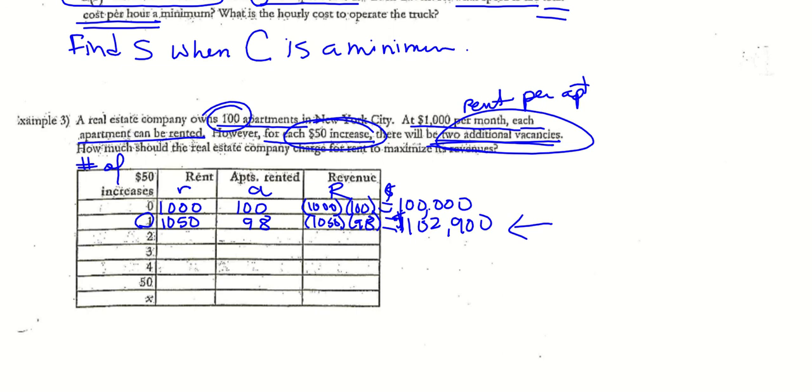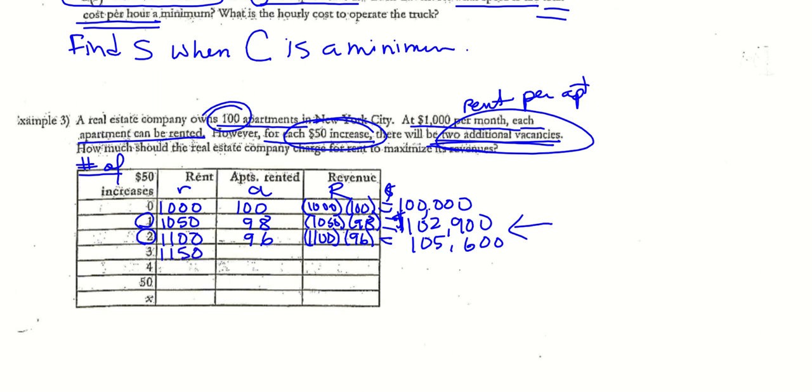Now, if we raise the rent twice, so 2 is the number of $50 increases, then our rent is now, what, $1,100. So 1,000 plus 50 plus another 50. And the number of apartments we rent goes down to 96. So our revenue is 1,100 times 96, which is $105,600. So again, better yet, if we do 3 increases, our rent is now 1,000 plus 150.